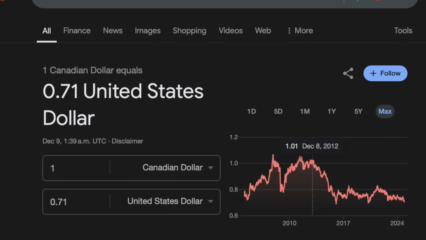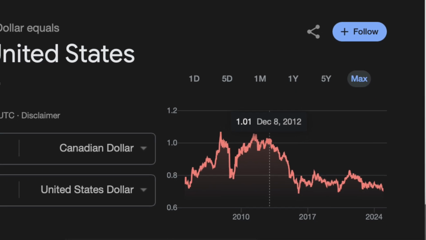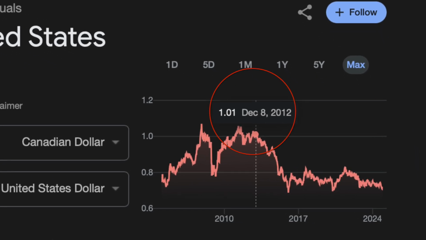Canadian dollar is at a 4-year low against the US dollar, currently sitting at 70.6 cents. The US dollar is getting stronger against all the currencies of the world. On this day, December 9, 2012, 12 years ago, the Canadian dollar was equal to the United States dollar. Since then, it has been declining, and as of today, it has lost 30% of its value.